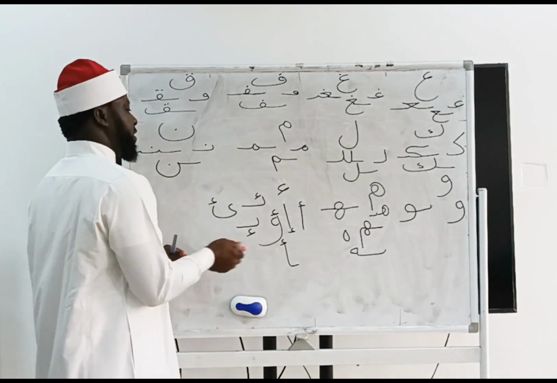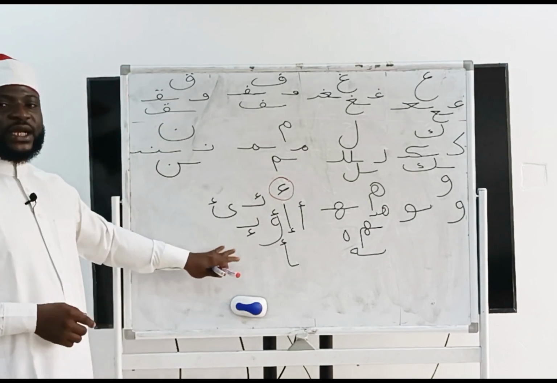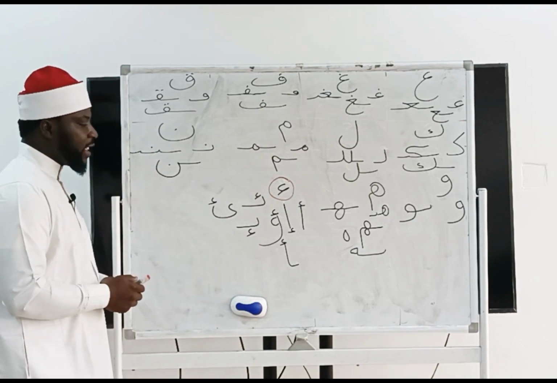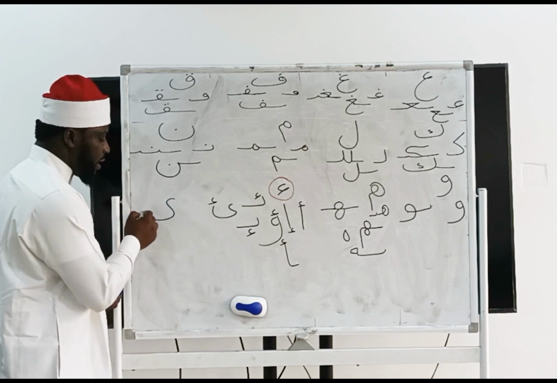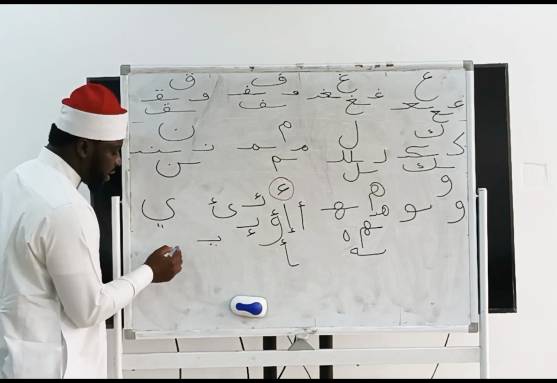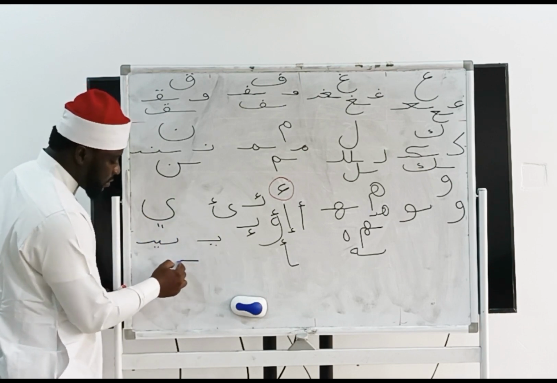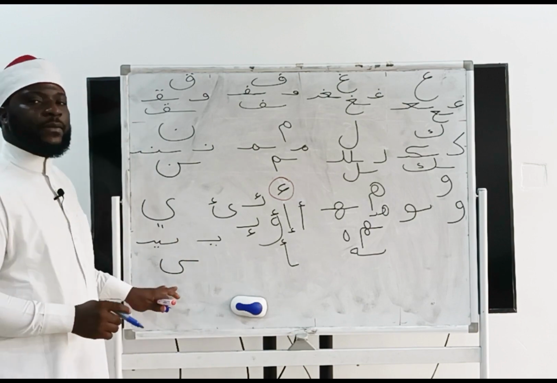You have to master them because this is how you're going to say it in the Qur'an. This is how Hamza is written. The last letter is what? Ya. Ya has 2 dots. At the beginning, ya is like this. At the middle, at the end, like this. This is ya.